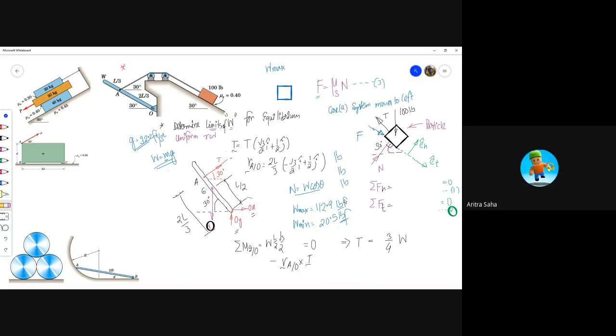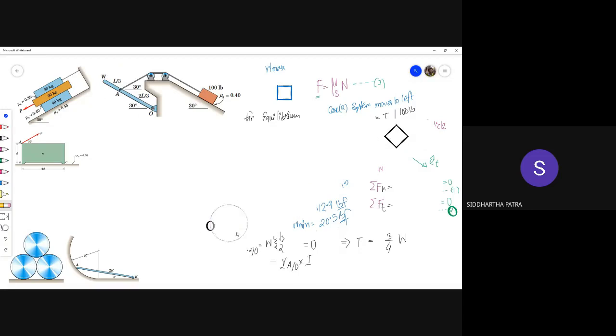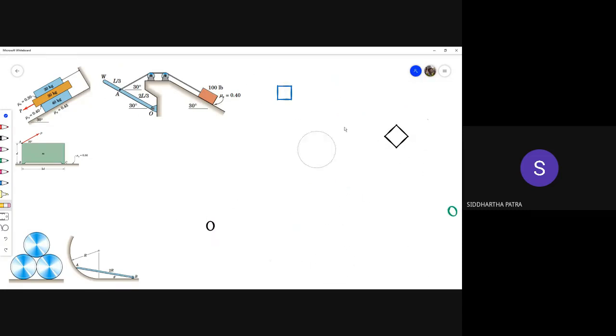Okay sir. Thank you, sir. Okay, so with that, we'll move on to the next problem. It is very similar to the problem that we did the other day, but you can consider this to be another example of the same variant.